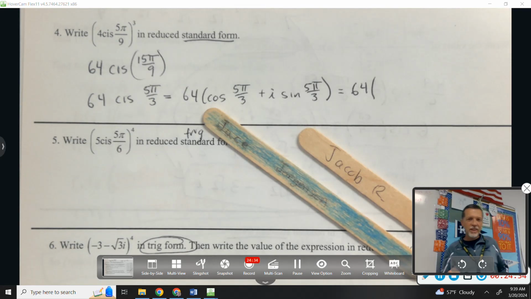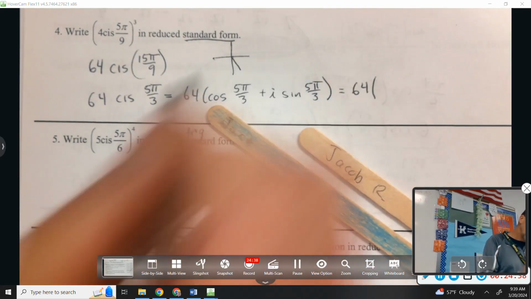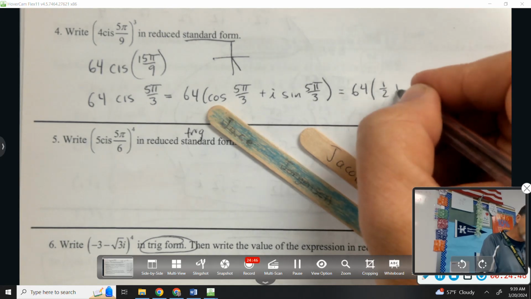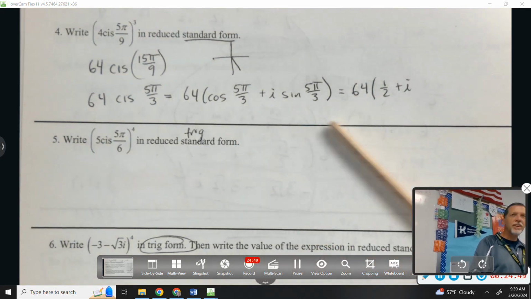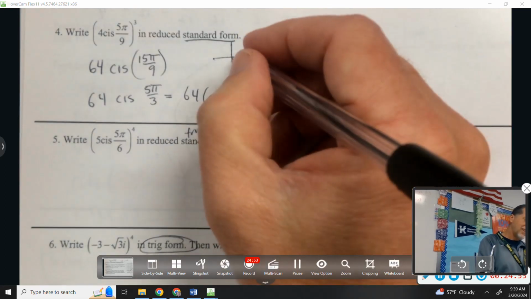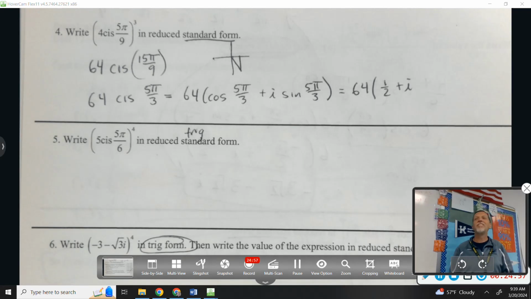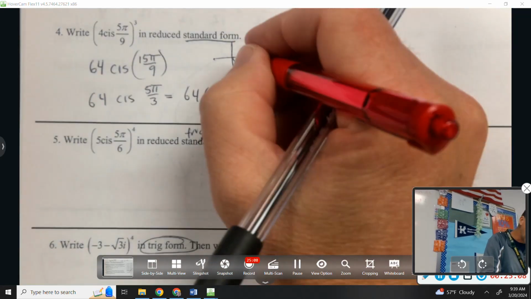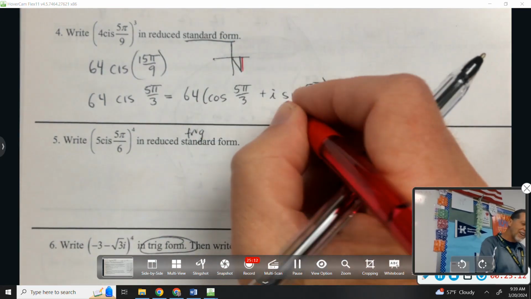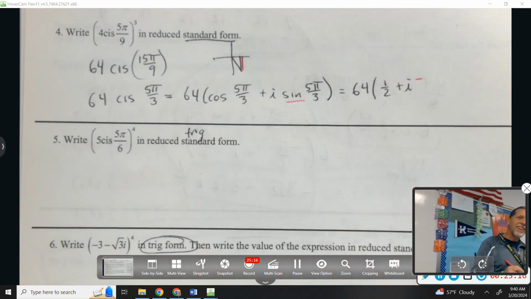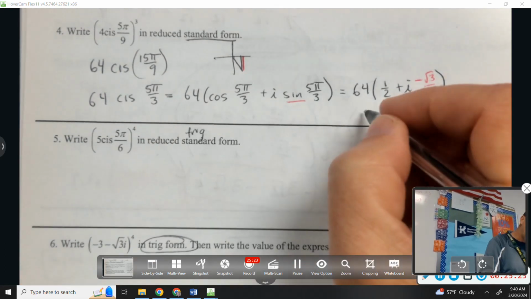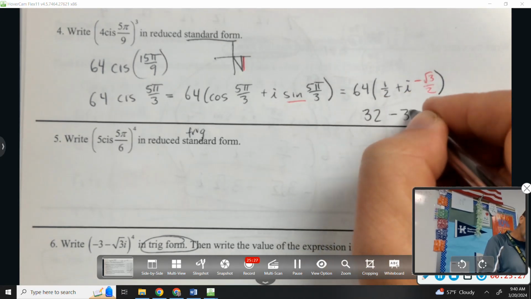Jace, cosine of 5 pi over 3. Half. I'm giving you the hint here with the picture. Jacob, the sine of 5 pi over 3. Yep, that's it. Root 3 over 2. That's about as close as we can get there. It's the y coordinate because it's sine, so it's negative for sure. Okay, I think I got it now. Root 3 over 2. There you go. So 32 minus 32 root 3 times i.